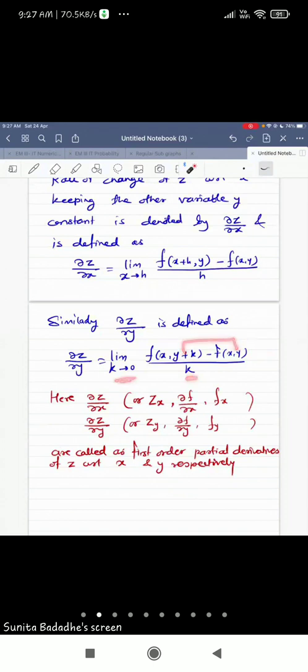x is kept constant when you are differentiating partially with respect to y, and y is kept constant when you are differentiating partially with respect to x. Okay.